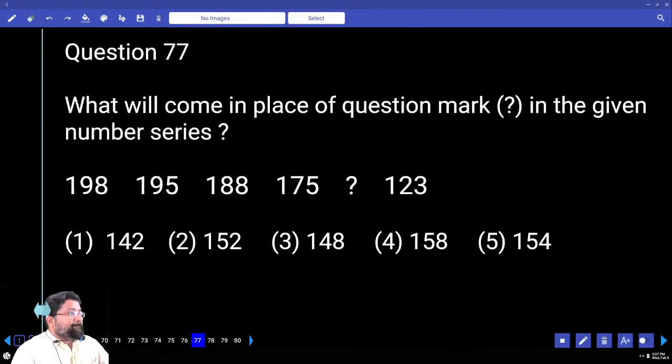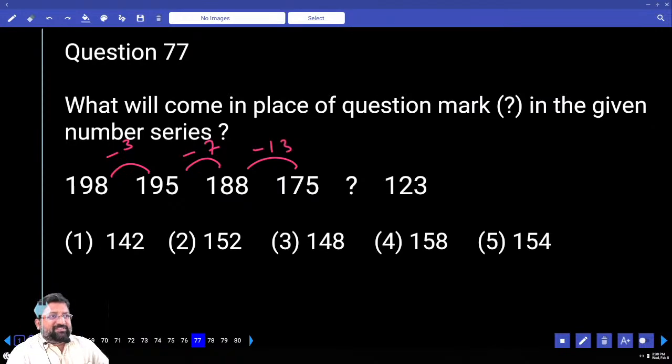Increasing or decreasing? Huge or gradual? Gradual. Come on, how much is this? Minus 3. Minus 7. Minus 13. Minus 3, minus 7, minus 13. What's your guess here? 5 difference.